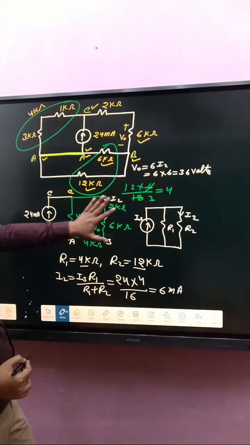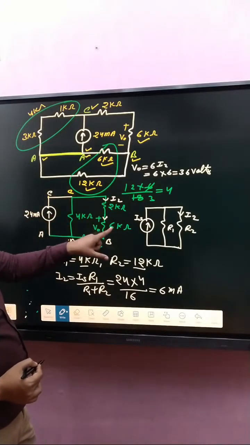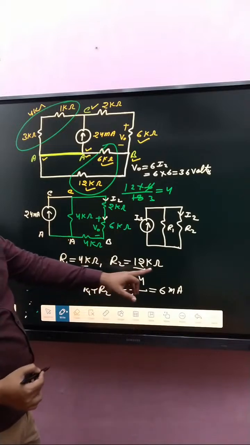After that, if you see very carefully, this one is R2 and that is R1. R2 is how much? 2 plus 6 plus 4. So that is how much? 12 kilo ohm.